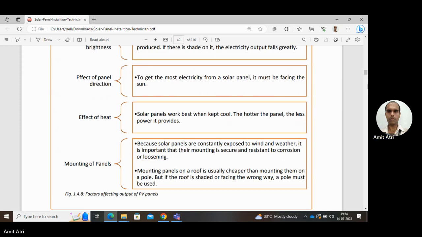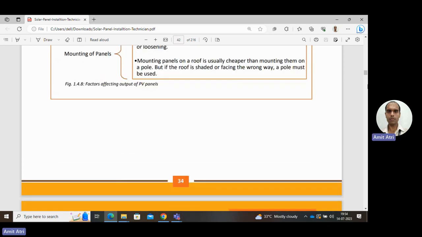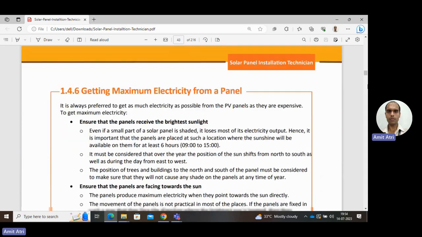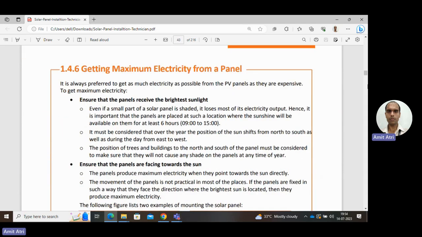Mounting of panel. So how does mounting a panel affect it? Because solar panels are constantly exposed to wind and weather, it is more important that their mounting is secure and resistant to corrosion or loosening. And mounting panels on a roof is usually cheaper than mounting them on a pole. That is okay, because the roof is a flat surface, so easily we can mount it. On a pole it will be difficult. But if the roof is shaded or facing the wrong way, then we need to use a pole. These factors, we will see their effect in detail in our coming units as well.